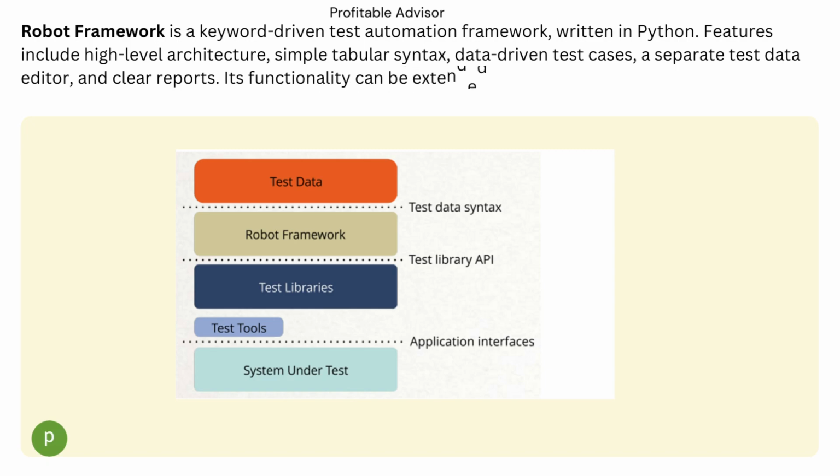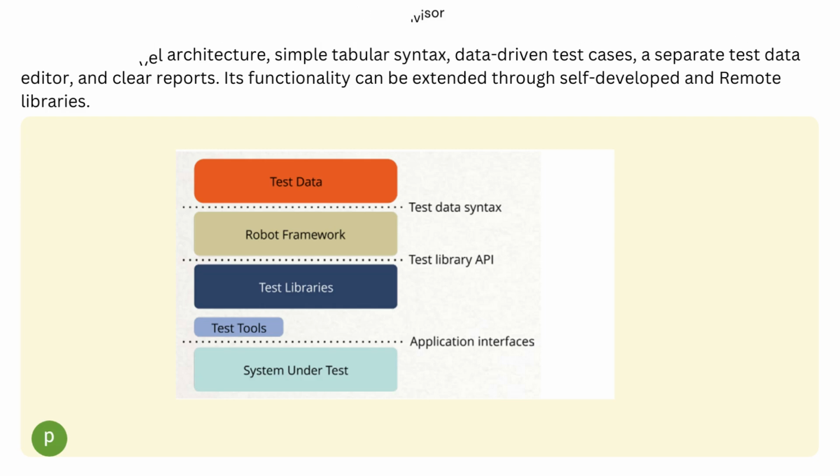The main job of the robot framework is to read and process the data, execute test cases, and generate the reports and logs. The core of the robot framework does not know anything about the system under test. All interactions with the system under test are handled by various libraries. Libraries themselves rely on application interfaces or low-level test tools to interact with the system under test. This is what happens in this robot framework architecture.